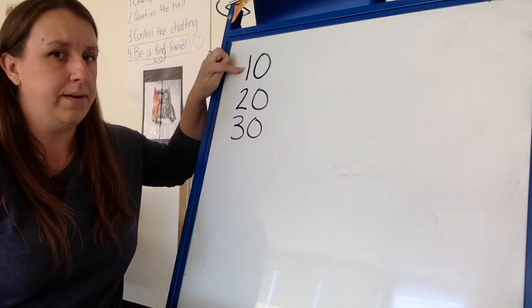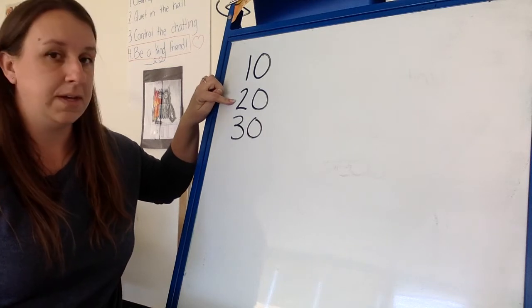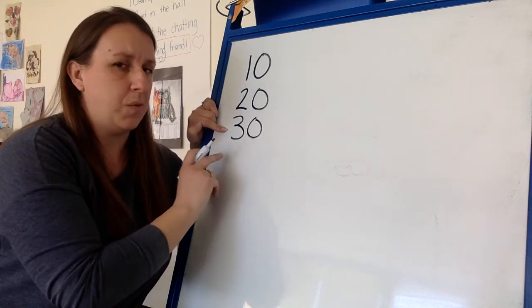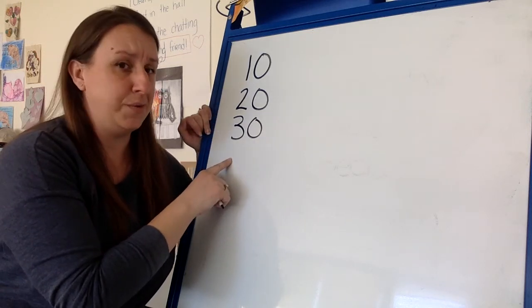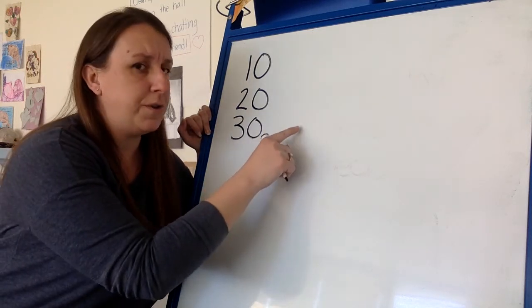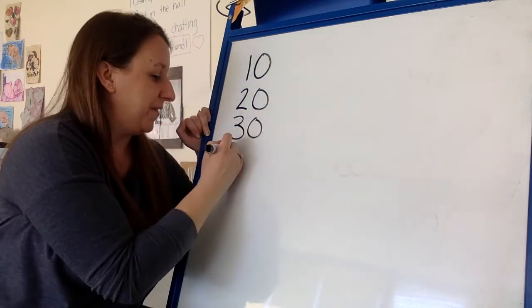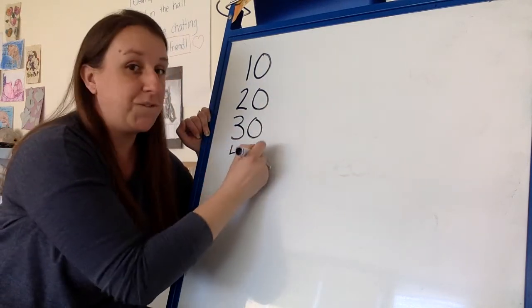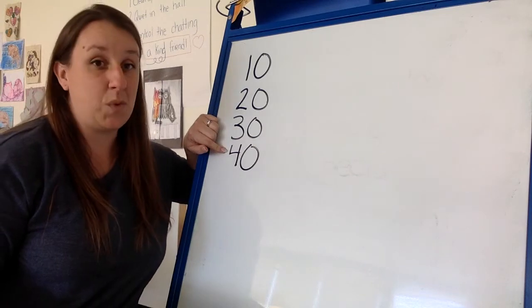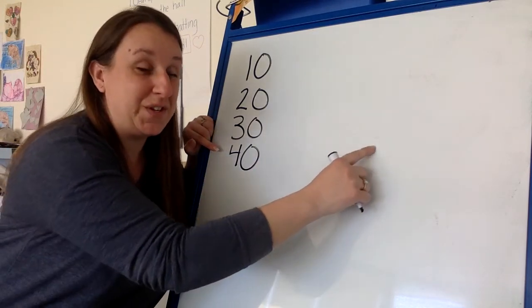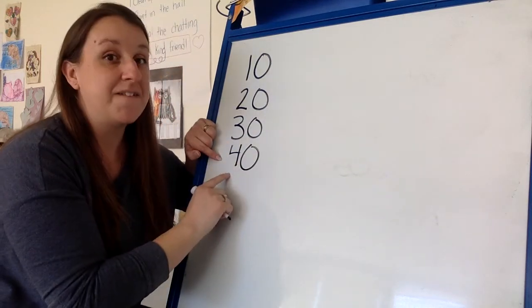I see a 1. I see a 2. I see a 3 for 30. So I wonder what this number is going to be. Do you know? 31, 32, 33, 34, 35, 36, 37, 38, 39. Were you right? 40. What comes after 4? 41, 42, 43, 44, 45, 46, 47, 48, 49.